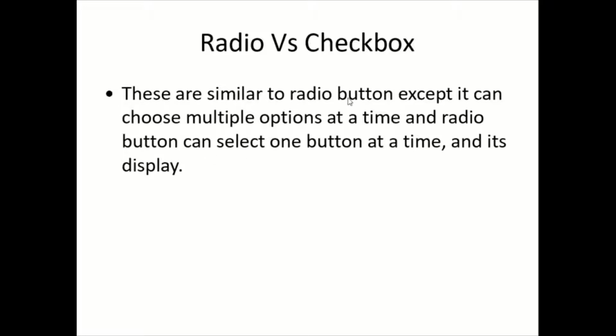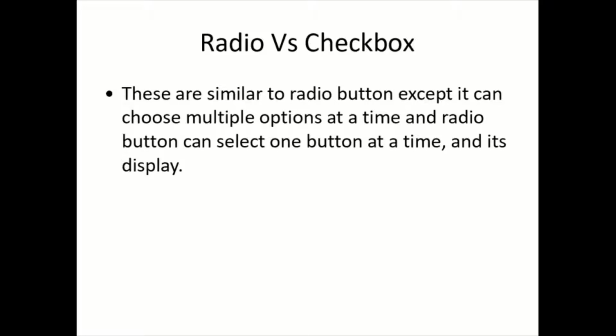These are similar to radio buttons, except a checkbox can choose multiple options at a time, and a radio button can select only one option at a time. It means if we have only one correct answer, in that case we will use a radio button. If we have more than one correct answer, in that scenario we will use a checkbox. Guys, this is something about radio button and checkbox.